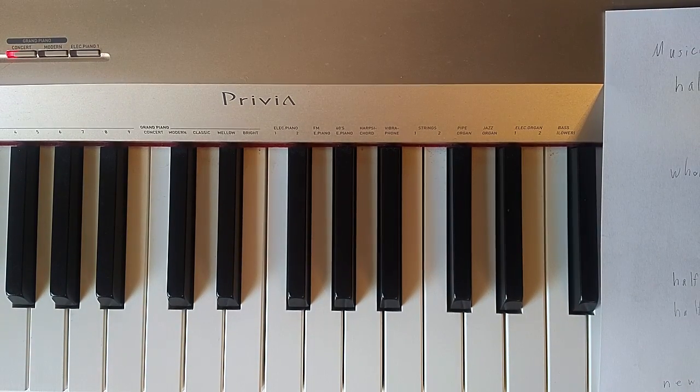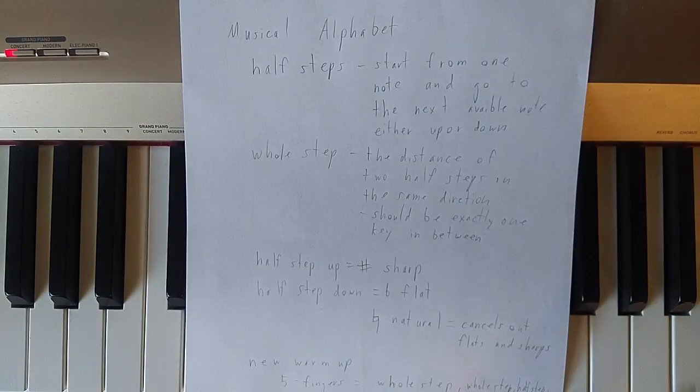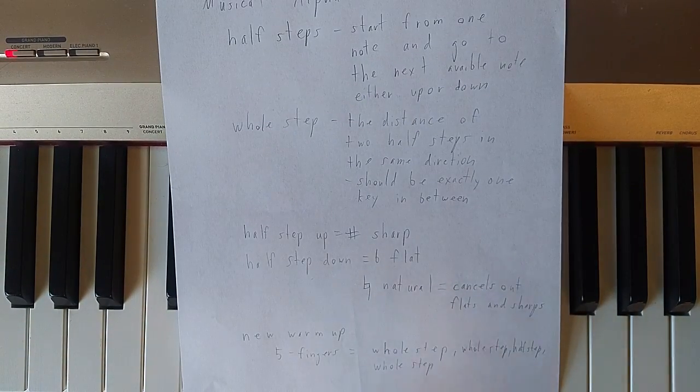Cool. So far we've only talked about half steps, and there's still more in this lesson. That can kind of seem overwhelming, but it's not. So we also have whole steps. A whole step is the distance of 2 half steps in the same direction.